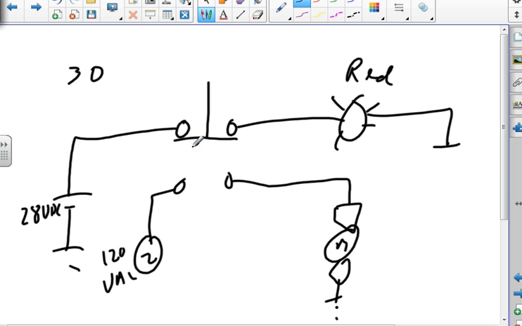This is called a make before break circuit. No, it's not. This is a break before make circuit, right? Is that what I said?